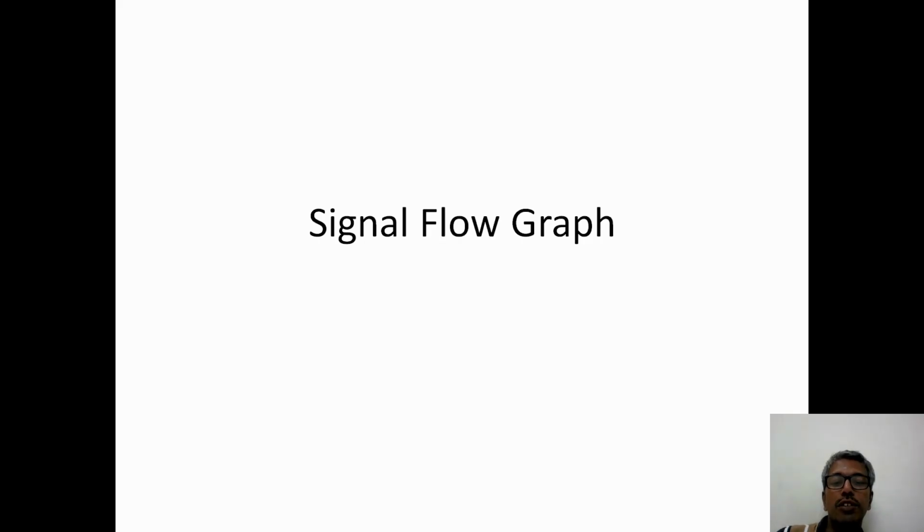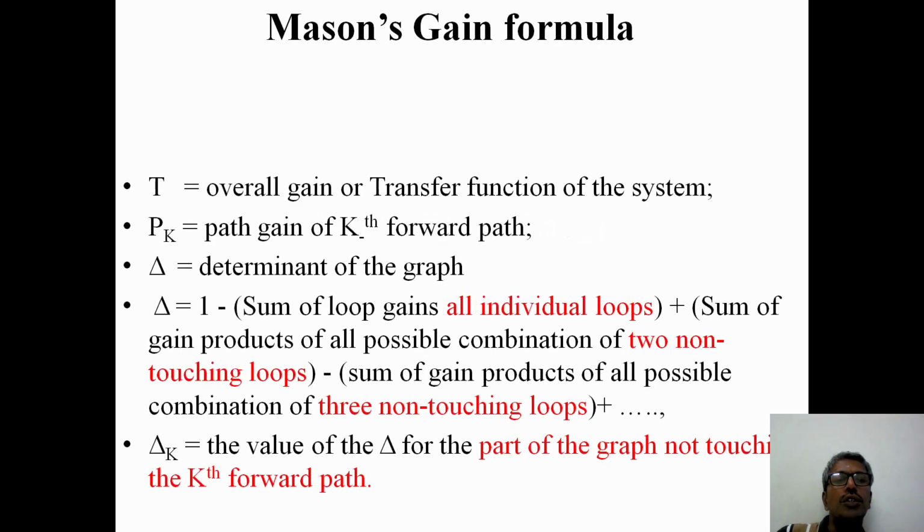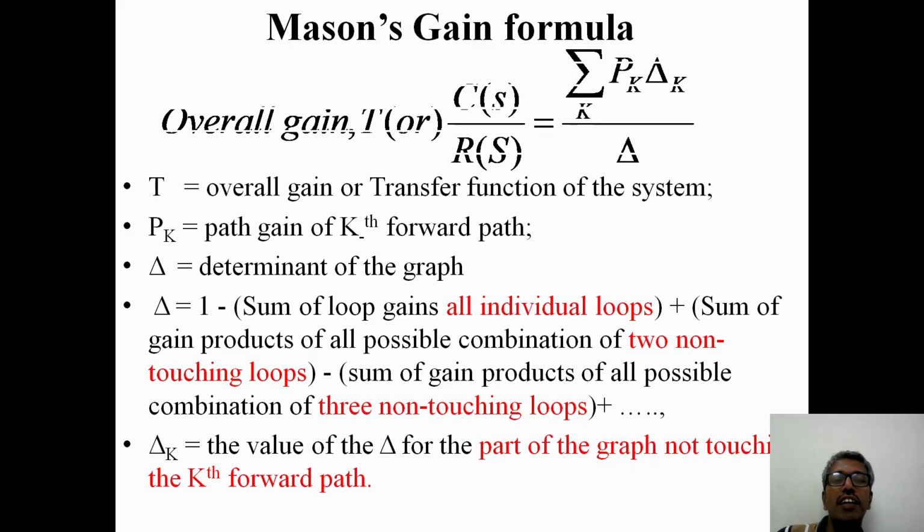In this video, we discuss signal flow graph in control system. To solve the signal flow graph, you need Mason's gain formula. Mason's gain formula is used to find the overall transfer function. That means Laplace transform of output divided by Laplace transform of input, that is C(S) divided by R(S) equal to summation of Pk delta k divided by delta.